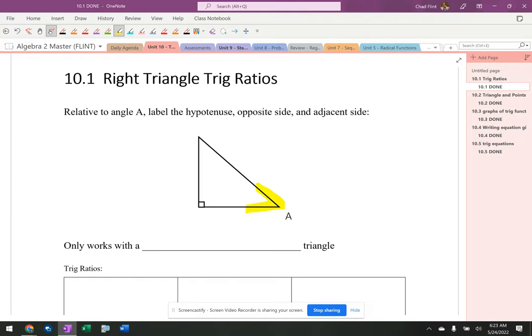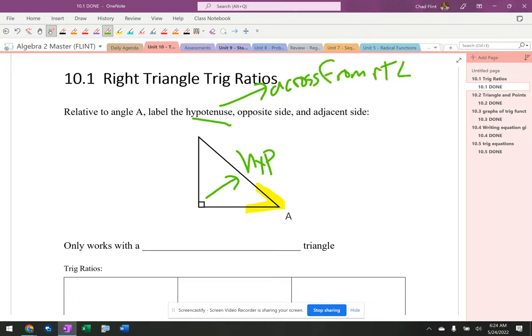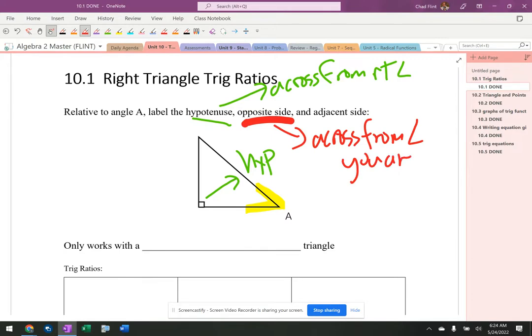So it says relative to angle A, label the hypotenuse, opposite, and adjacent. Hypotenuse is always across from the right angle. All right, opposite side. Opposite is always across from the angle you are using. All right, so that means that the opposite is over here. And then the adjacent is the leftover side.